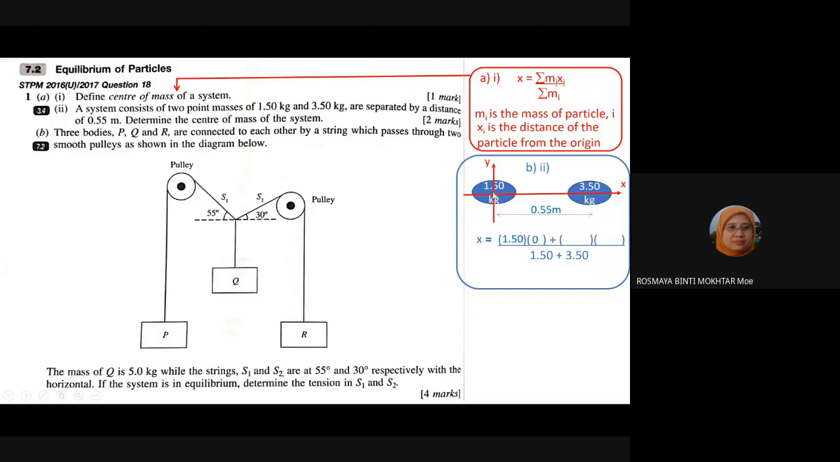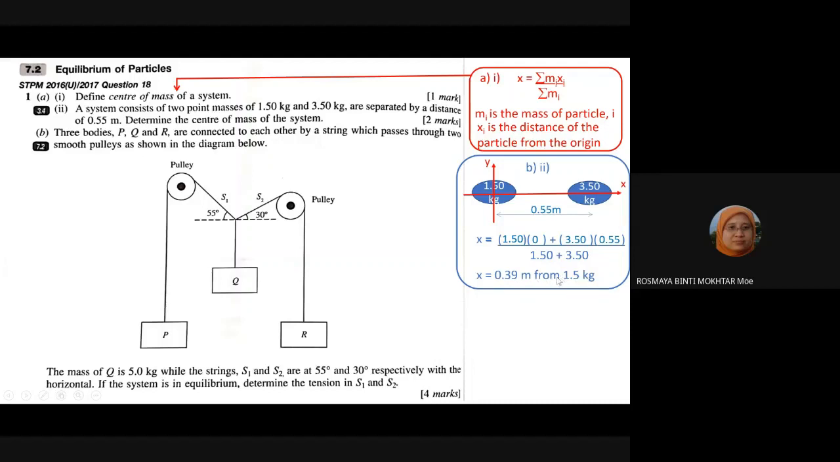So 1.50 kg is on the fixed point, so that's why times 0. The second one is 3.50 kg, mass times distance x is 0.55 from the fixed point. The total of mass is 1.50 plus 3.50. So solve this, you get x equals 0.39 meter from 1.5 kg.